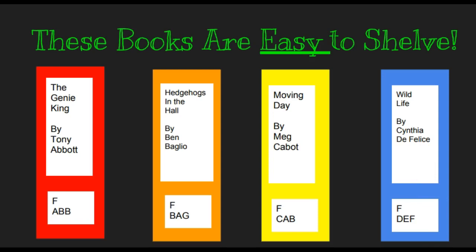Let's talk about why. The first line of all the spine labels is the same. They're all F, so they all should be shelved in fiction. The second line should be in alphabetical order by the author's last name. Let's look at the first letter of each address. A, B, C, D. So these are in order. Pretty simple, right? Now let's get more challenging.